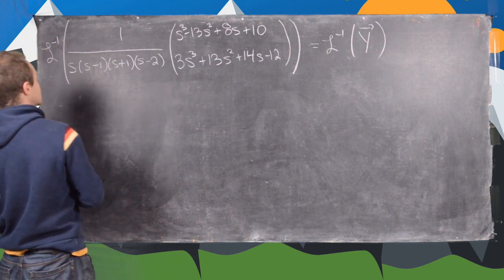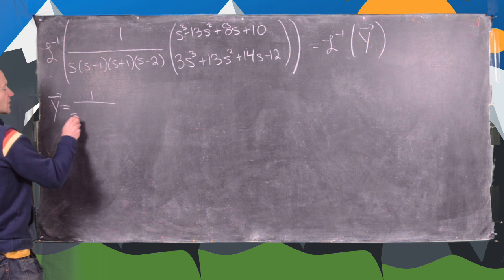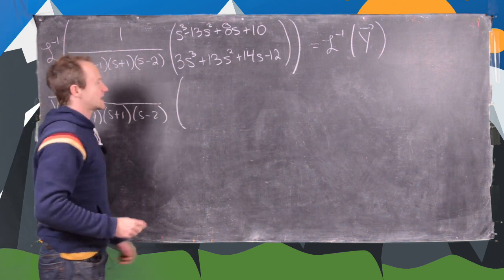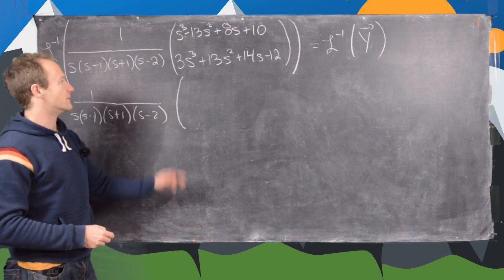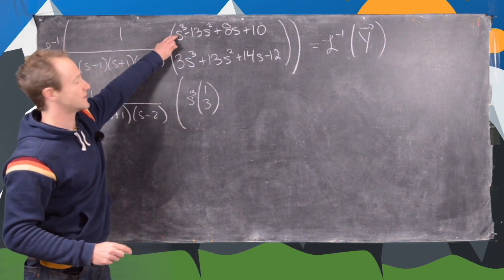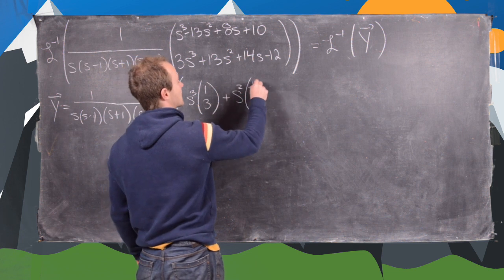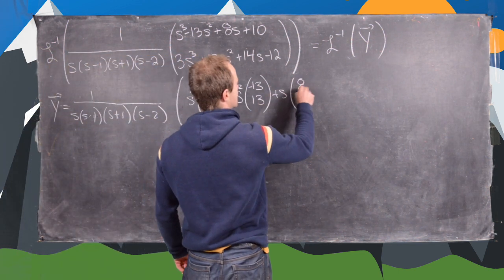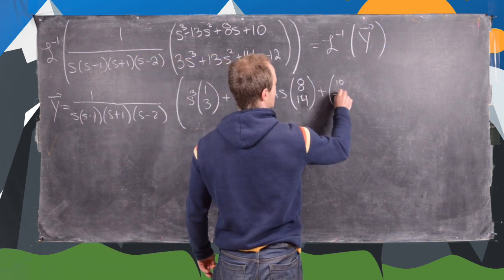I can take all of this stuff that's inside, which I've called Y vector, and rewrite it in the following way. So I can still take this term out front, so s times s minus 1 times s plus 1 times s minus 2. And then the next thing I'm going to do is factor this into a sum of 4 vectors that are being scalar multiplied by certain functions. And so we're going to write s cubed times the vector 1, 3, because that's the coefficient of s cubed in the top entry and the bottom entry. And then we'll do plus s squared times negative 13, 13. So again, that's the coefficient of the s squared term, plus s times the vector 8, 14. Oh, sorry, 8, 14. And then finally, plus the vector 10, minus 12.